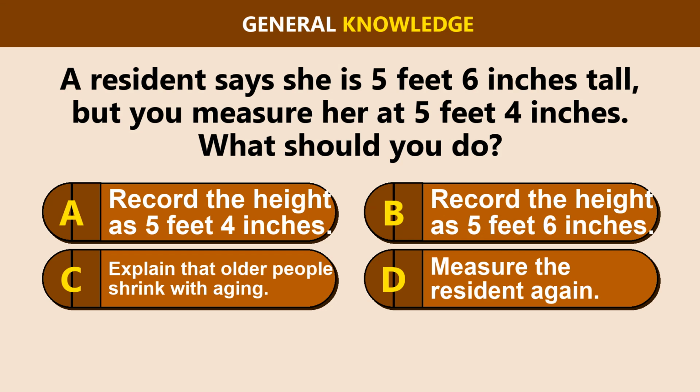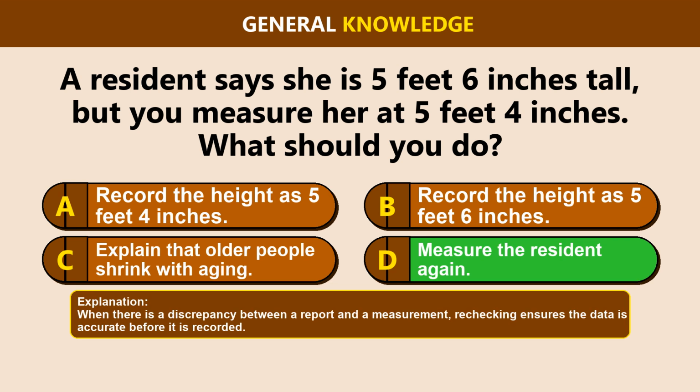Question 1. A resident says she is 5 feet 6 inches tall, but you measure her at 5 feet 4 inches. What should you do? Option A. Record the height as 5 feet 4 inches. Option B. Record the height as 5 feet 6 inches. Option C. Explain that older people shrink with aging. Option D. Measure the resident again. The correct answer is option D. Measure the resident again. When there is a discrepancy between a report and a measurement, rechecking ensures the data is accurate before it is recorded.